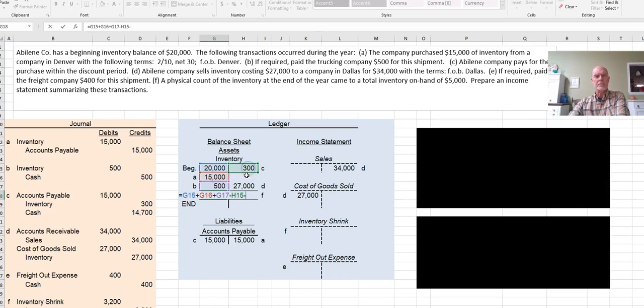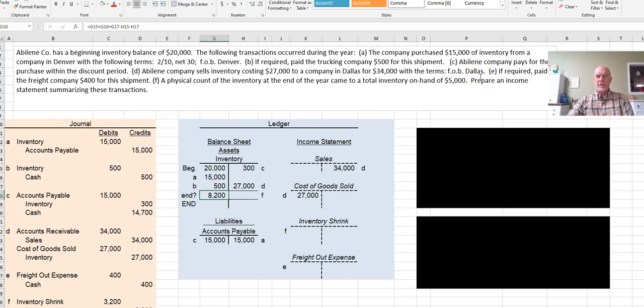of $8,200. And I've got a question mark next to that. Is that really our ending balance? Well, we're going to confirm that with a count. We're going to go out and take a physical count of our inventory. Let's take care of this other transaction.